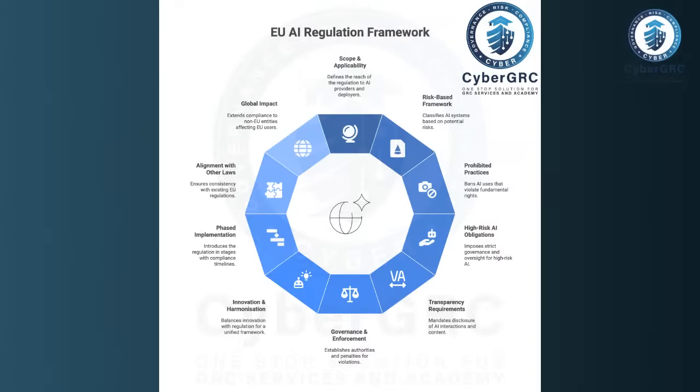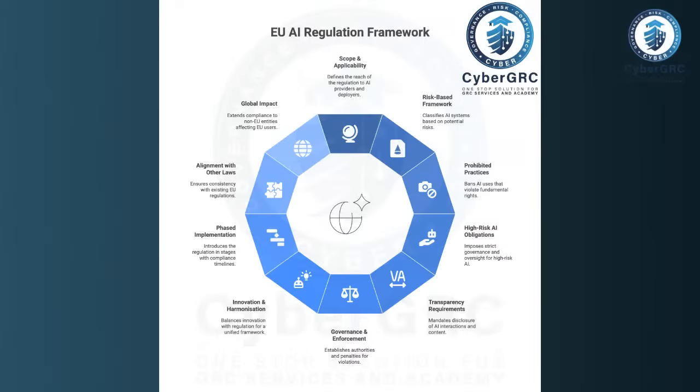If you see the EU AI regulation, scope and applicability defines the reach of the regulation to AI providers and deployers. For example, if you want to work in the EU region and you are an AI service provider, you have to comply with this act. Very simple. Then you have a risk-based framework. You have to classify AI systems based on the potential risk, so the regulation divides AI systems into different risk levels, like high risk, medium risk, low risk. Then you have prohibited practices. The EU AI Act bans AI uses that violate the fundamental rights of the citizens of the EU.